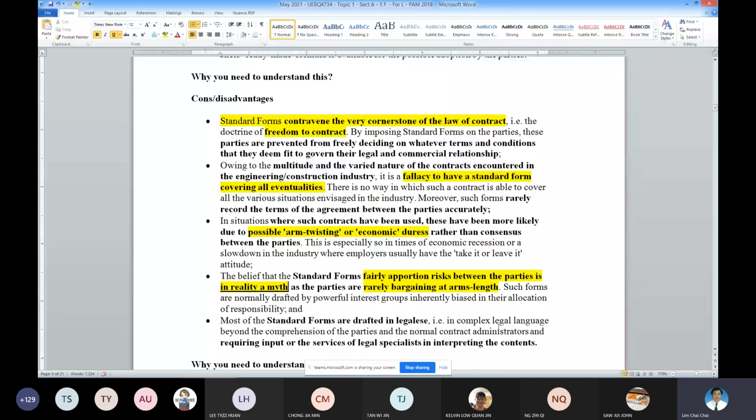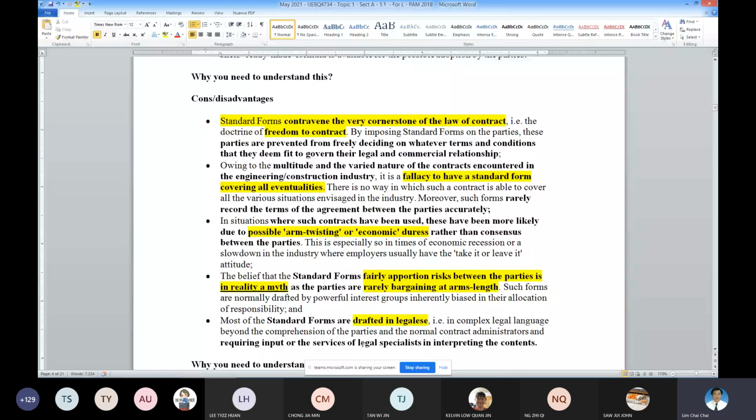And on top of that, standard form sometimes is drafted in very difficult terms, in legalese. Okay, in a very complex language, a lot of us may not be able to understand after reading it one time, two times, three times. So they require legal specialists to interpret all these things. Okay, so more often than not, these are the problems.